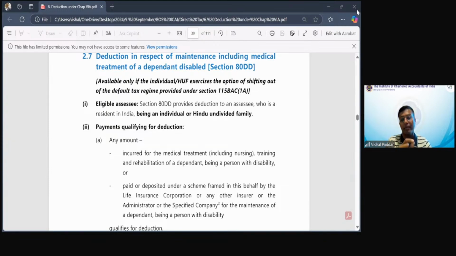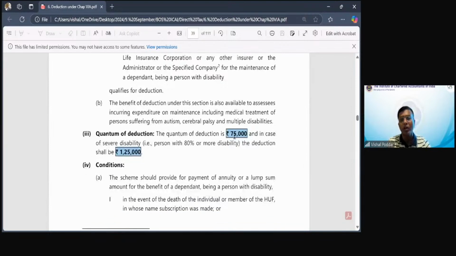Flat means fixed. Even though you have made payment of only 100, still your deduction is 75,000, flat, fixed. And if the disability percentage is 80% or more, which is called severe disability, you have spent only 100, you get a flat deduction of 1,25,000.